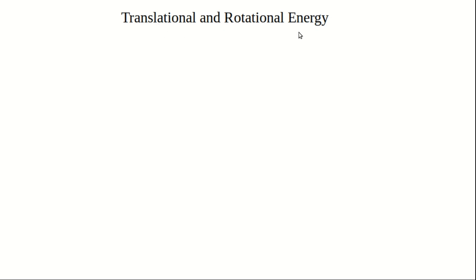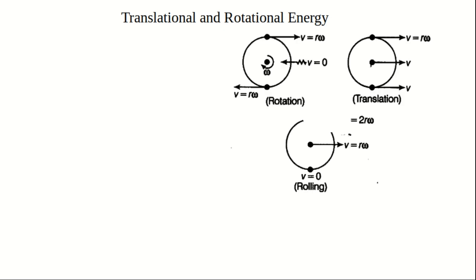Now what that means is that we can have a body that is rotating about an axis. We can also have a body that is moving from one point to another point, and we can also have a situation whereby a body is rotating and at the same time moving from one point to another, which is called rolling, and that's given by this diagram. So we can see that this one is pure rotation.